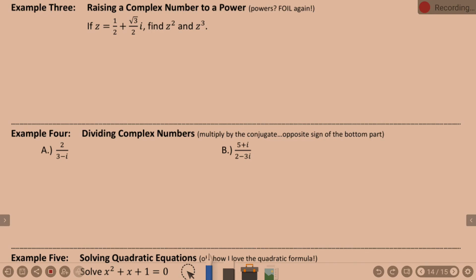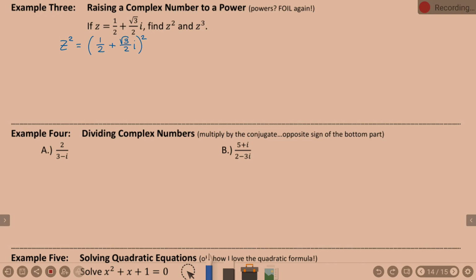Okay, example 3. Raising a complex number to a power. So the idea here, they're giving us z is this lovely value of 1/2 plus square root of 3 over 2i. And they're asking us to find z squared and z cubed. When we talk about finding z squared, that means we're doing 1/2 plus square root of 3 over 2 times i, quantity squared. And then we get to the cube, right?